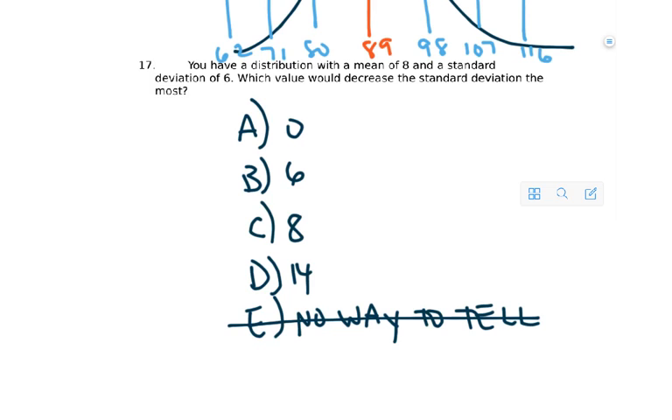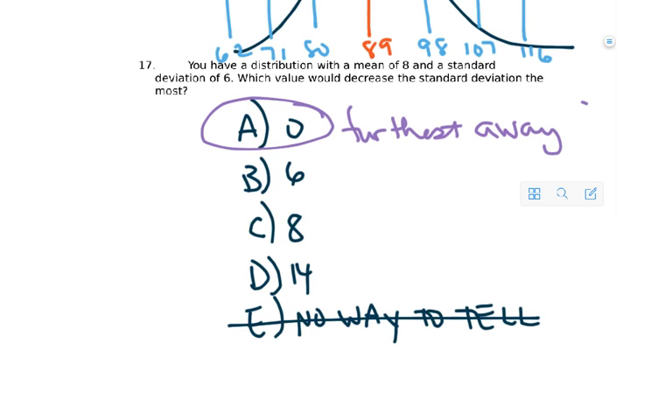Well, it turns out that the number that would decrease the standard deviation the most is going to be 0. And the reason is because it is furthest away from the mean. The further away from the mean a value is, the more it's going to decrease the standard deviation.